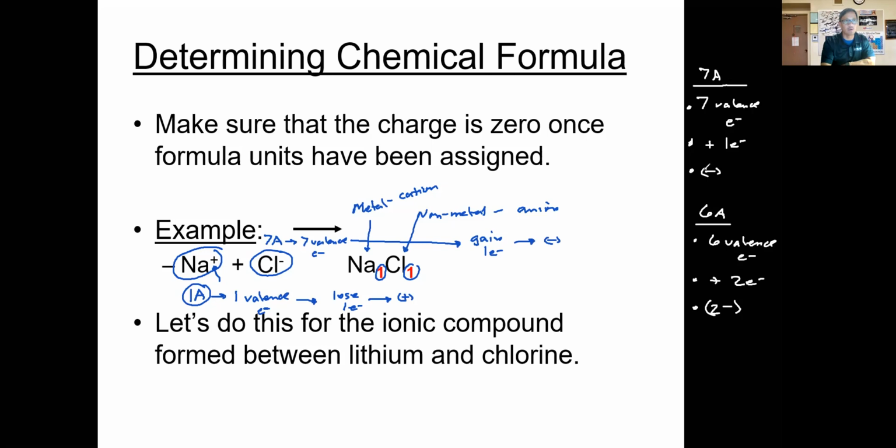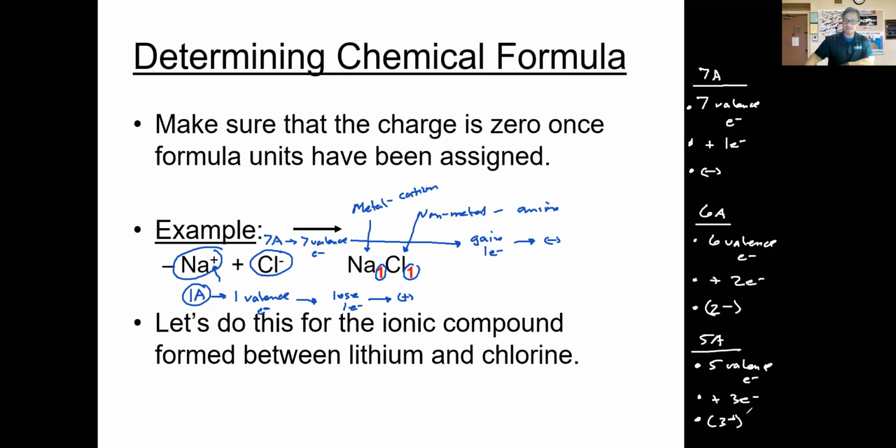7 and 1 more will get you 8. Okay? So what we're doing is we're trying to get to the noble gas. Okay? So continuing on this pattern here. For the 5A nonmetals, they will have 5 valence electrons, which means they need to gain 3 more electrons, and as a result, they will get a 3 minus charge.